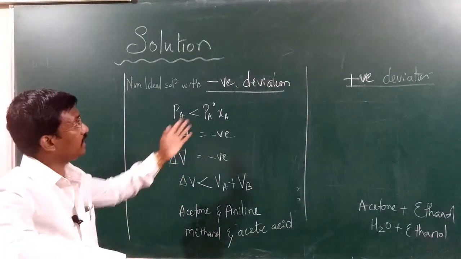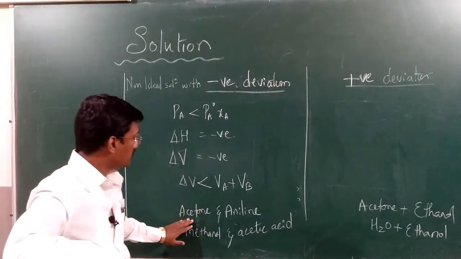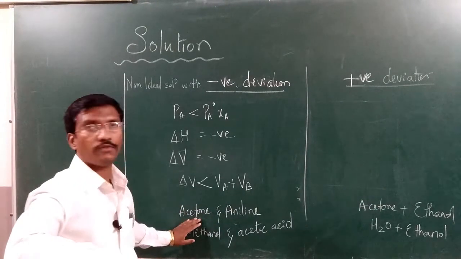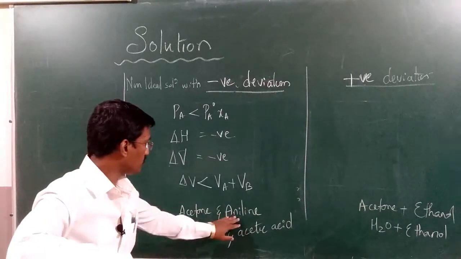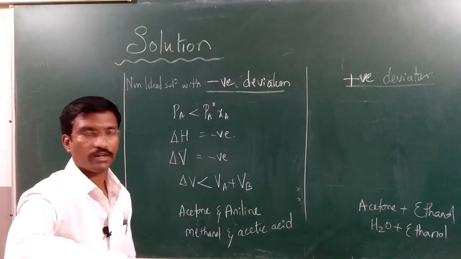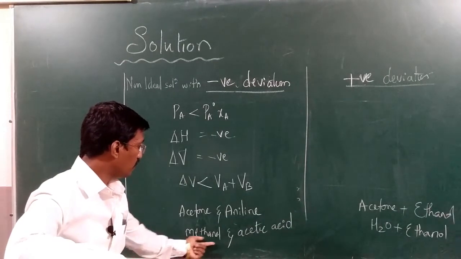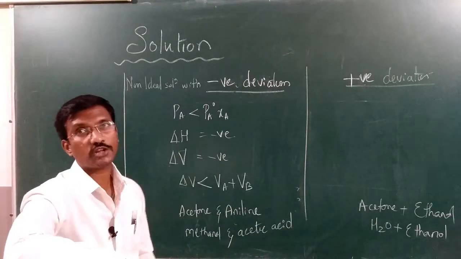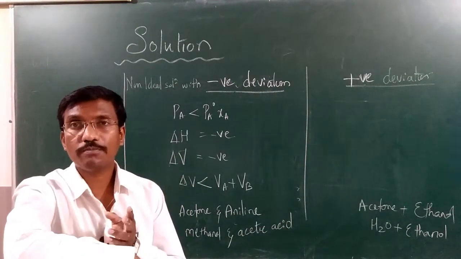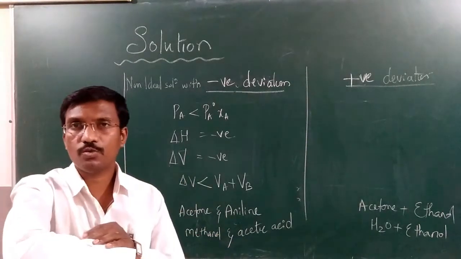Whereas in non-ideal, both positive and negative deviation, the components are totally different. Can you see acetone? It has the functional group of ketone, whereas aniline is a benzene derivative. There are lots of differences in structure and properties. Methanol, unlike methane with one carbon atom, is an alcohol. Acetic acid has the acid functional group. So the functional group is different, the structure is totally different, and the properties also vary.